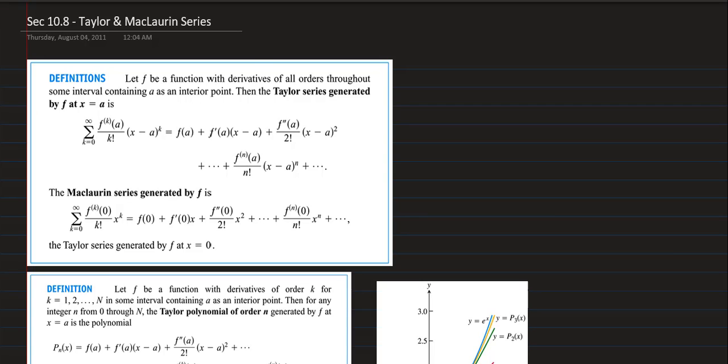Section 10.8 is Taylor and Maclaurin series. If you'll recall what the power series looked like from section 10.7, you're going to see some similarities between the power series and the Taylor and Maclaurin series. Just in case you've forgotten, this is what the power series looks like, where these are going to be the constant terms, and this will be your variable for the polynomial that you generate from this infinite power series.